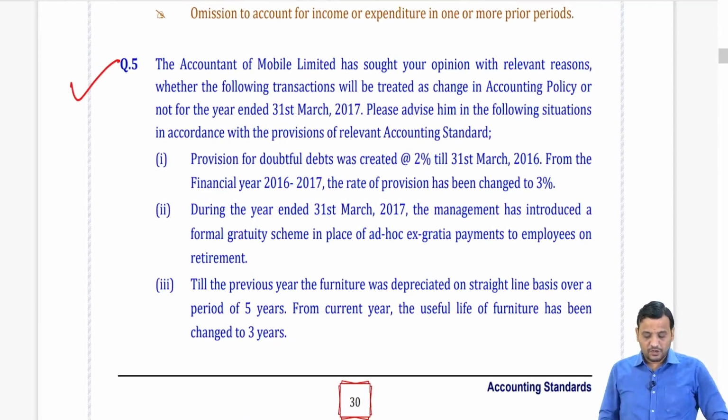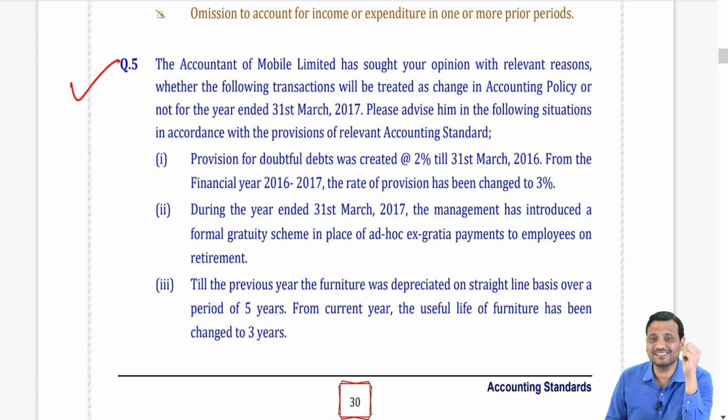The accountant of Mobile Limited has sought your opinion with relevant reasons whether the following transactions will be treated as change in accounting policy or not for the year ending on 31st March 17. Please advise him what the following situation in accordance with provisions of relevant accounting standards. We will go discussing one by one each of them, my dear students.